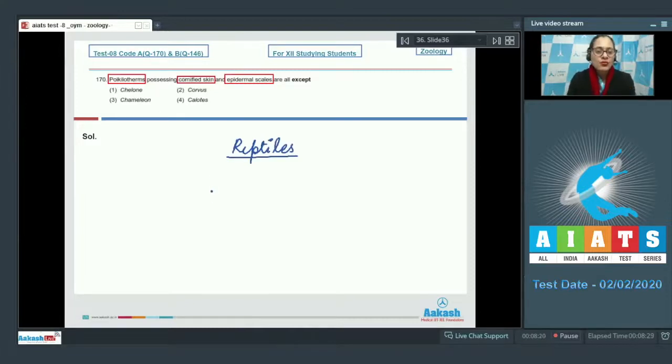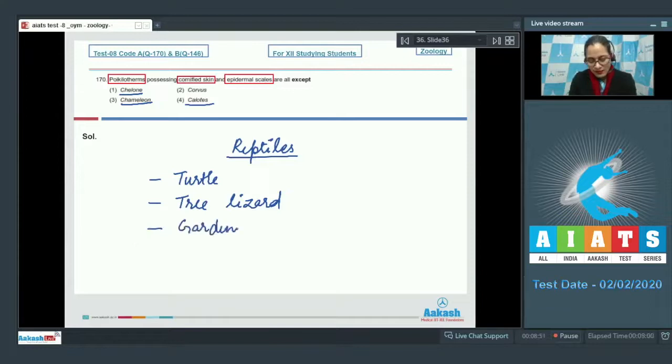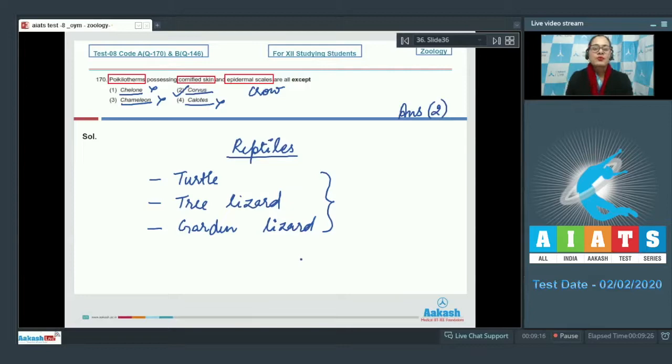And among the given options, option number 1 Chelone, commonly known as turtle. Option number 3 Chameleon or tree lizard. Option number 4 Calotes, commonly known as garden lizard. These are reptiles, so these cannot be the correct answer. Whereas option number 2 Corvus is a bird commonly known as crow and is the odd one among the given options. So the correct answer to this question is option number 2. Let's move on to the next question.